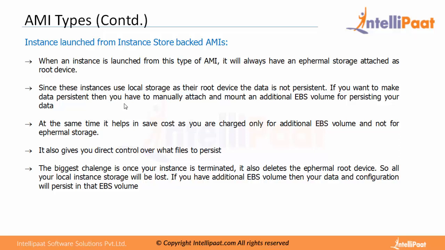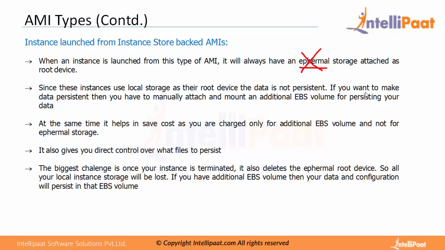At the same time, there is a second type of AMI which is now not very popularly used, but Amazon originally started the EC2 offering with instance store-backed AMIs. In the instance store-backed AMI, when an instance is launched from this type of AMI, it will always have an ephemeral storage. Ephemeral means temporary. Now what happens with this temporary storage? As soon as your instance terminates, all the data of the storage would be lost. It would be immediately deleted. So there is no persistence attached with that.